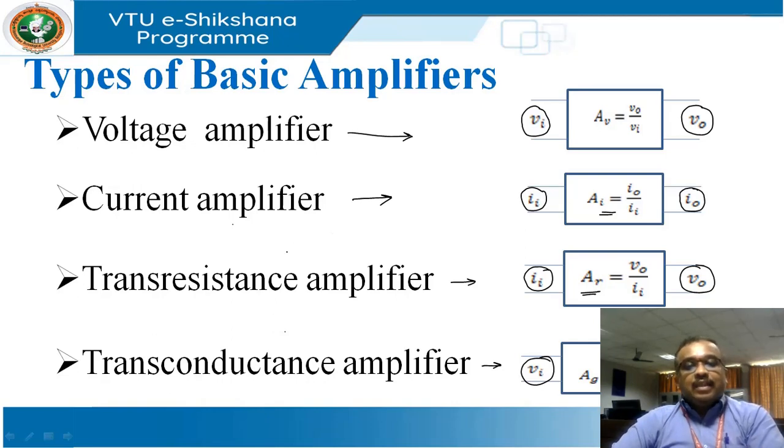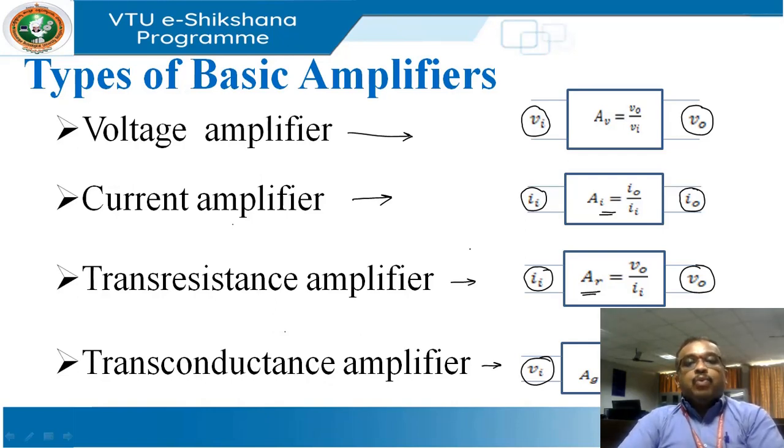In the third case, the transresistance amplifier, it is the output voltage versus the input current, correct? Output voltage versus input current. So two totally different quantities are taken, voltage as well as current. Hence the word trans comes into the picture here. So these are the four basic types of amplifiers.